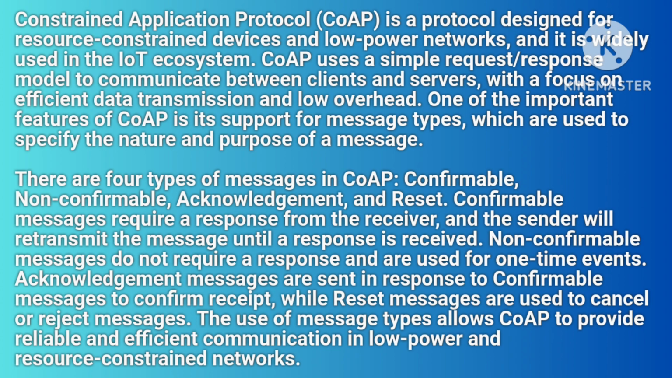There are 4 types of messages in CoAP: confirmable, non-confirmable, acknowledgement, and reset. Confirmable messages require a response from the receiver, and the sender will retransmit the message until a response is received. Non-confirmable messages do not require a response and are used for one-time events. Acknowledgement messages are sent in response to confirmable messages to confirm receipt, while reset messages are used to cancel or reject messages. The use of message types allows CoAP to provide reliable and efficient communication in low-power and resource-constrained networks.